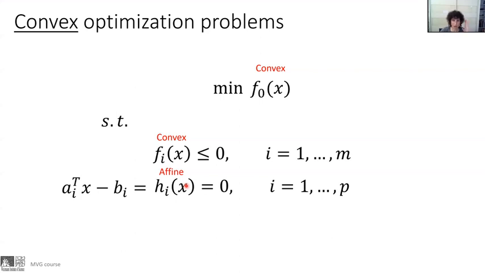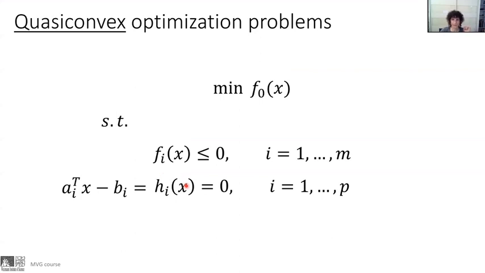Okay, so this is the convex optimization problem. And what is a quasi-convex optimization problem? Here, the same constraints, convex and affine. But here, I permit myself to have a quasi-convex objective function, and I want to solve it. This is the situation that we have: an objective which is quasi-convex and a feasible set which consists of an intersection of convex sets.